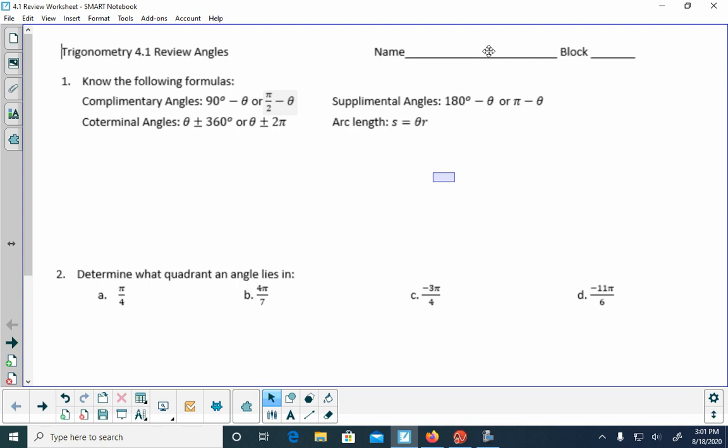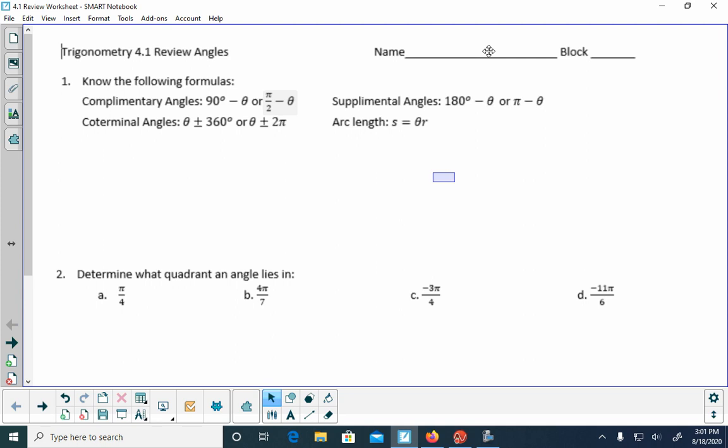You should know that complementary angles are two positive angles that add up to 90 degrees. So to find a complementary angle, you're going to take the angle that you're given and subtract it from 90 degrees, or if you're in radians, you're going to subtract it from pi over 2. Supplementary angles are two positive angles that add up to 180. So to find the supplementary angle, you're going to subtract your angle from 180 degrees, or you're going to subtract it from pi.